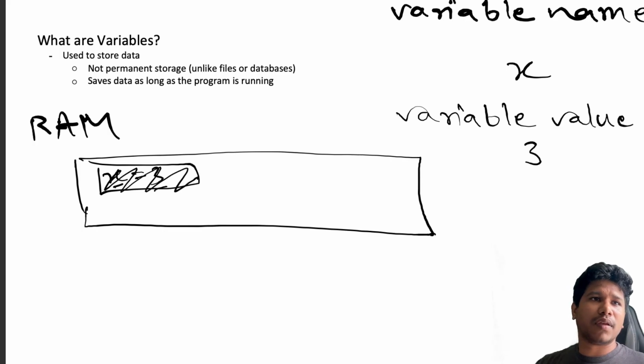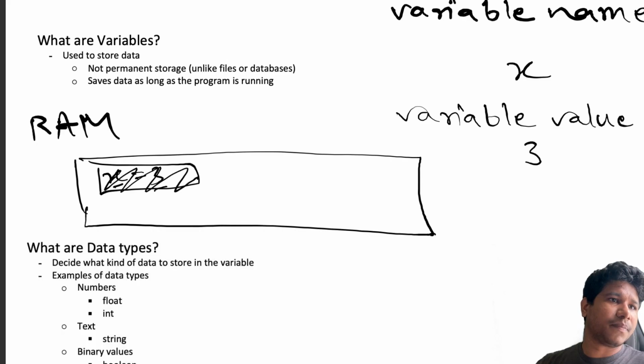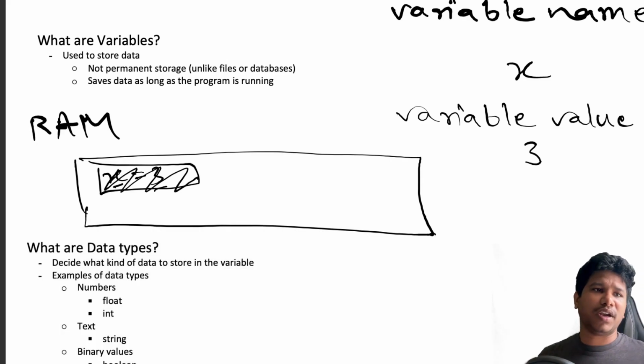So now let's talk about what are data types. Data types basically decide what kind of data is being stored in a variable. Examples of data types could be float, integer, string, boolean. Let's not get confused with this; I will explain what everything is. What we can store inside a variable are basically its types or data types.